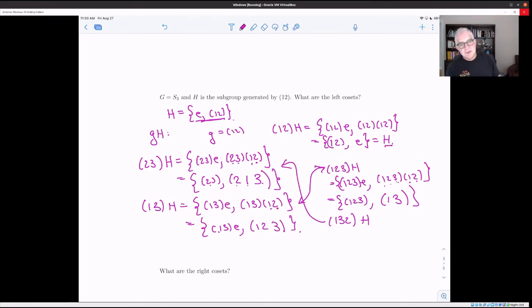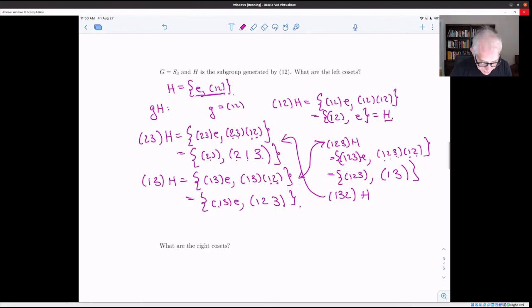And if you had used, instead of 1, 2, 1, 3 or 2, 3, you would get the same picture. I'm not going to do it, it's a lot of calculations, but you'd get the same picture, though maybe things would be slightly rearranged. But you'd find 3 cosets. All right, what about the right cosets?